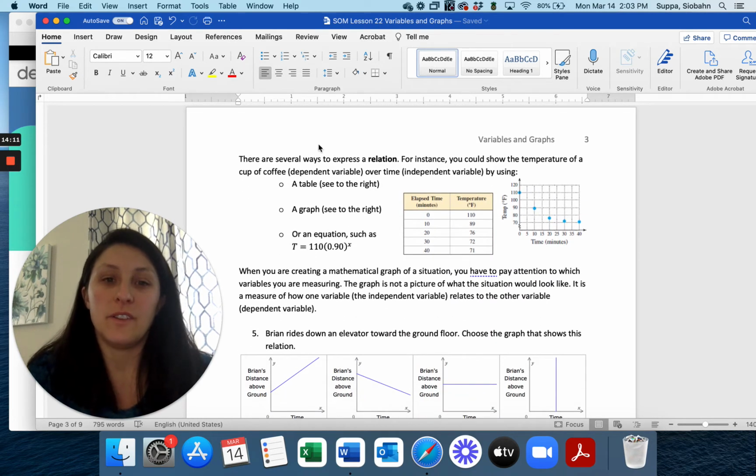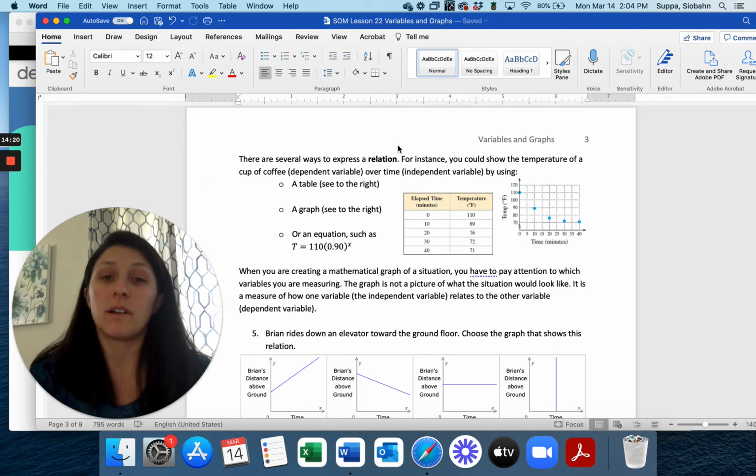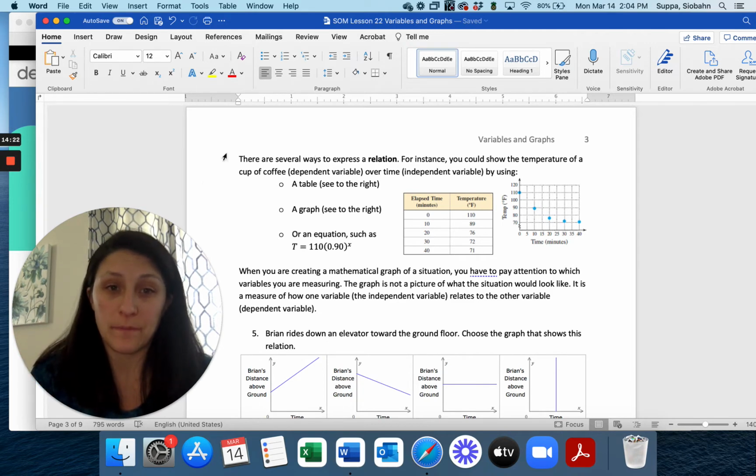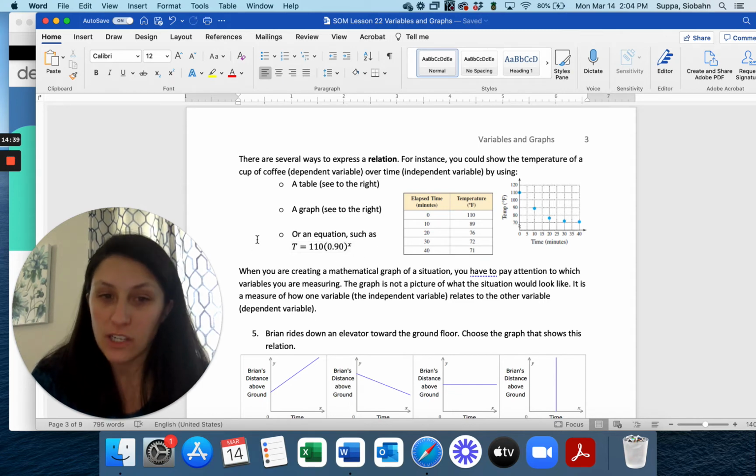So now that you have a rough idea of what independent and dependent variables are, and be patient with your learning, give yourself time for that idea to make sense, we're going to move into talking about graphs. So there are several ways to express a relation between two variables. You could use a table like this, or you could use a graph like this, or you could use an equation like this.